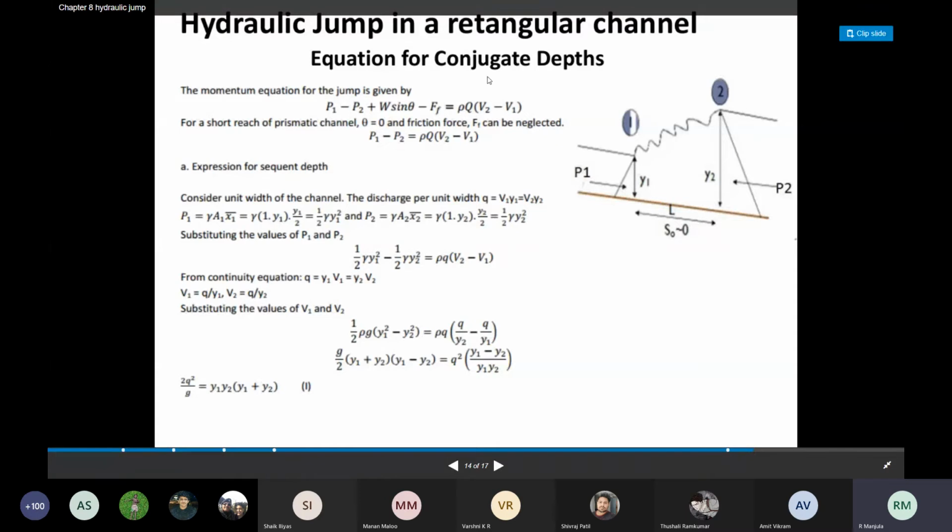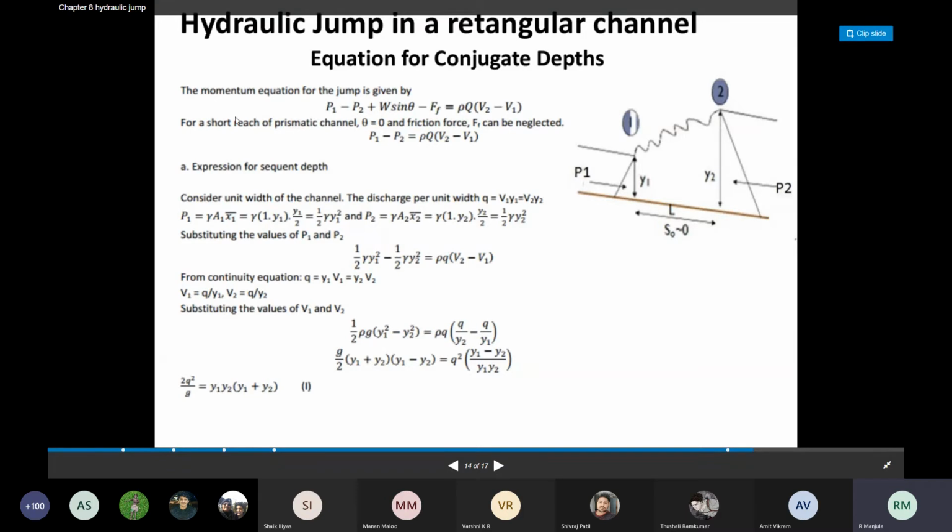This is the momentum: mass rate of flow multiplied by the velocity. The mass of the fluid flowing per second is nothing but the mass density into q. That is the mass of the fluid flowing per second, multiplied by velocity. This will give you the momentum of the jump.